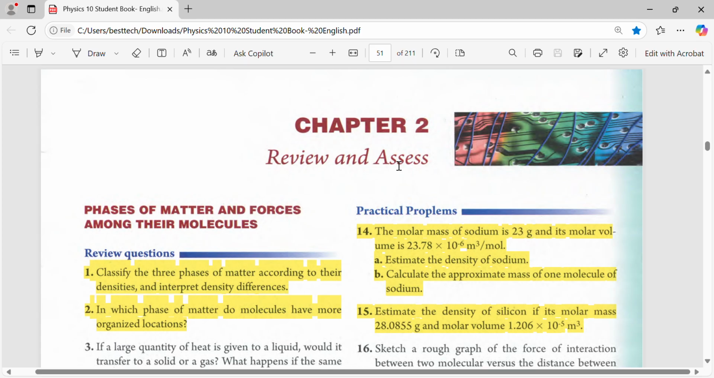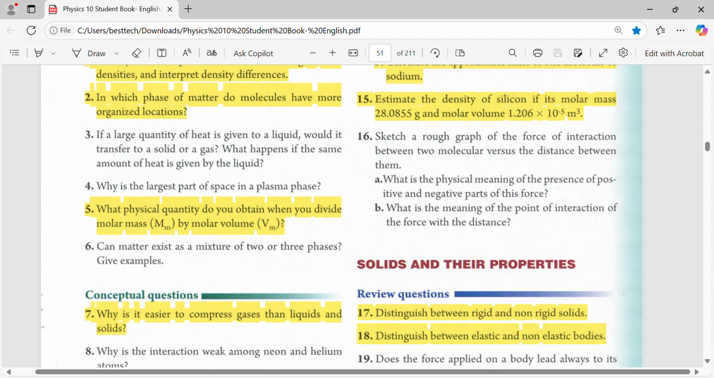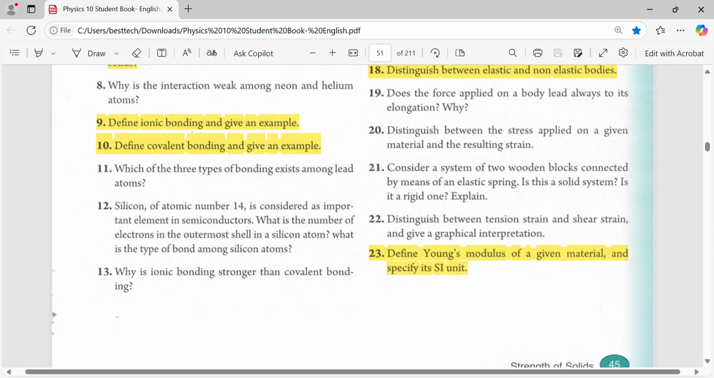Guys, chapter 2 is already finished. Now we are at the end of each chapter. As you know, we have some review questions, so on this page we will solve the important ones. Because there are so many questions, I'm going to solve the ones that are most important for you. Okay, guys. Chapter 2 review, page 45.